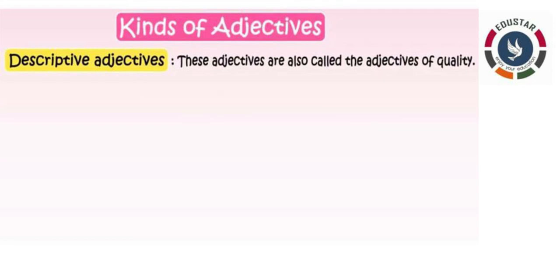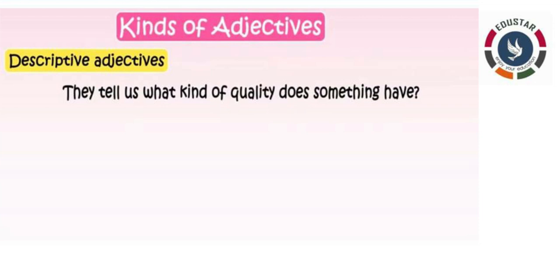quality. Descriptive adjective. A descriptive adjective is also known as an adjective of quality. They tell us what kind of quality something has, and they answer the question what kind. When a sentence is given, if you ask the question what kind, the answer will be an adjective of quality. Can you understand? Can we move to the examples now?